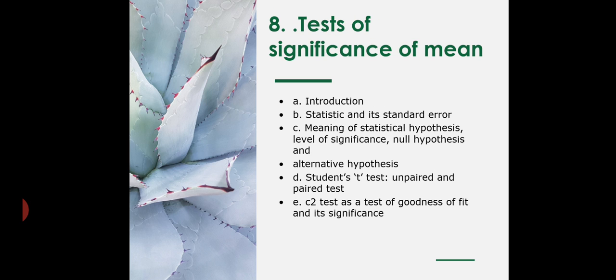Next, chapter number 8, test of significance of a mean. In this chapter, first we have to see the introduction to tests of significance, then statistics and standard error, meaning of statistical hypothesis, level of significance, null hypothesis, alternative hypothesis, student t-test, unpaired and paired tests, and chi-square test of goodness of fit and its significance. In this chapter we are going to see these topics.